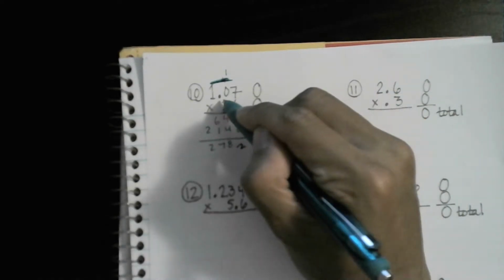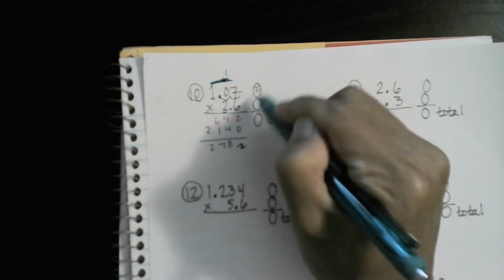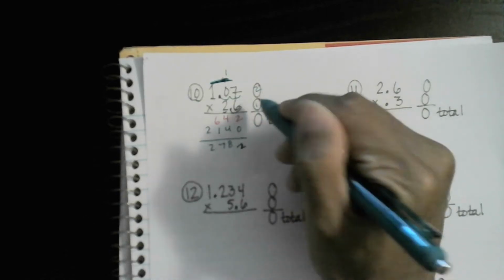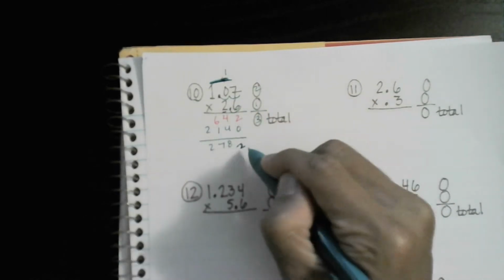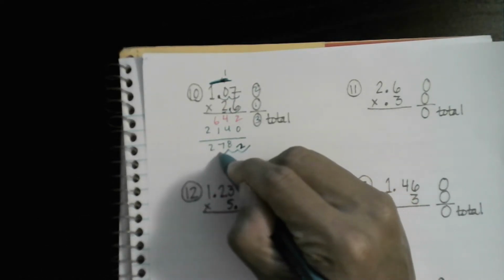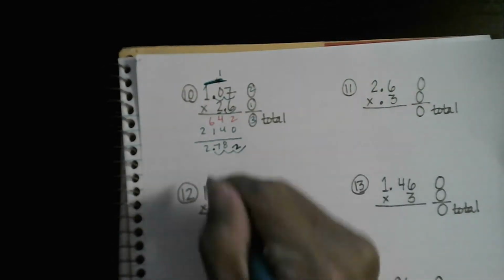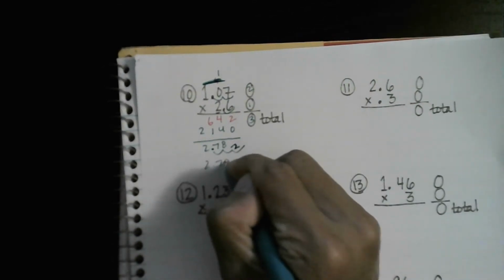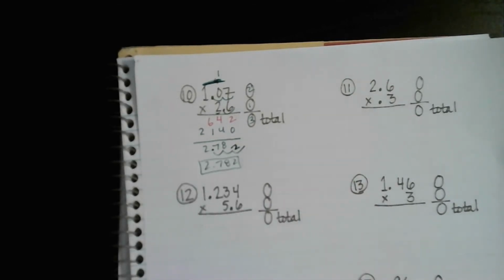To do that, we are counting decimal spaces. We're moving them all the way to the right. So 1, 2 spaces here, 1 space right there, which makes a total of 3 spaces. So our decimal starts right here. You're going to move 1, 2, 3 spaces in, and that's going to be our answer. If I wanted to rewrite it, it would be 2.782. Box that answer. Let's try one more.